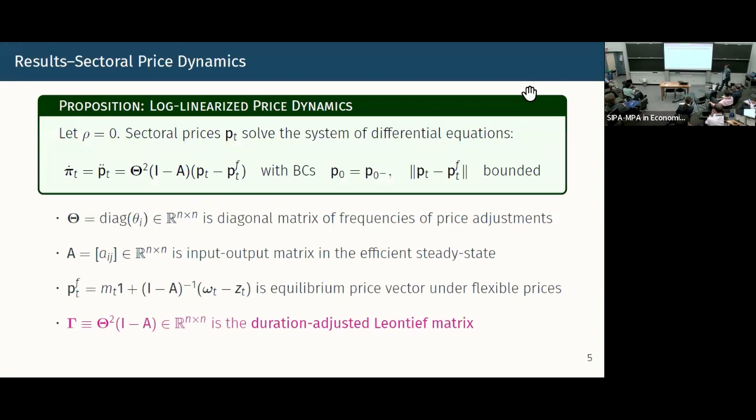So then you can show that even though we had this arbitrary structure for production and price stickiness, the whole path of prices in the economy can be summarized by a system of differential equations that's going to have an economic interpretation in a second. But let me tell you what the equation is first.